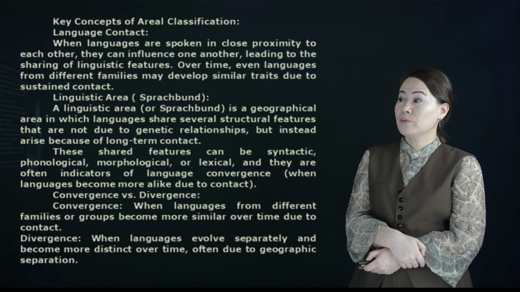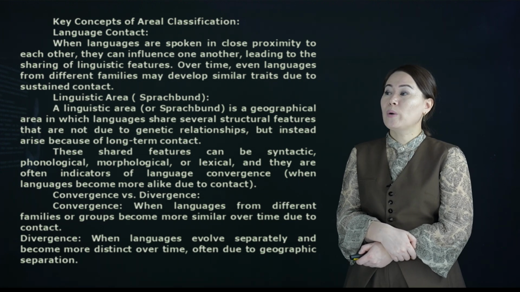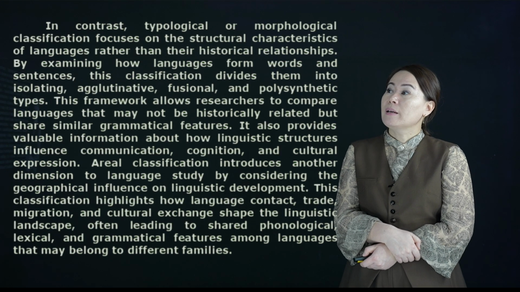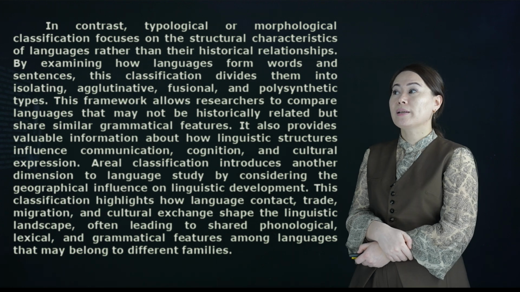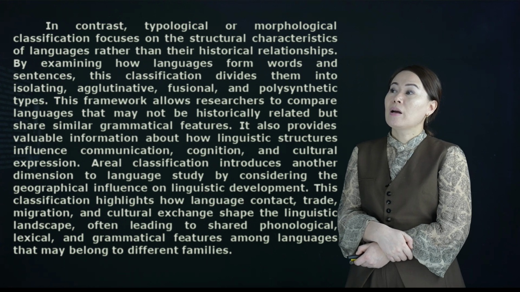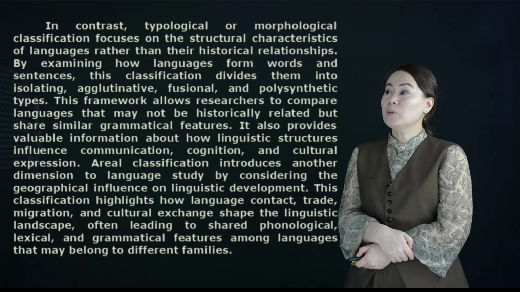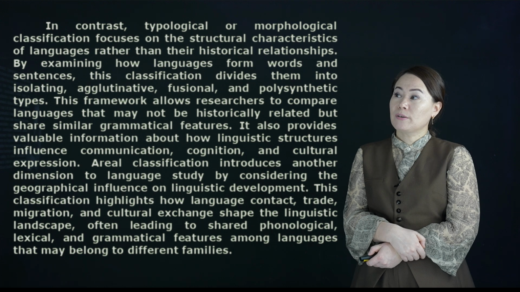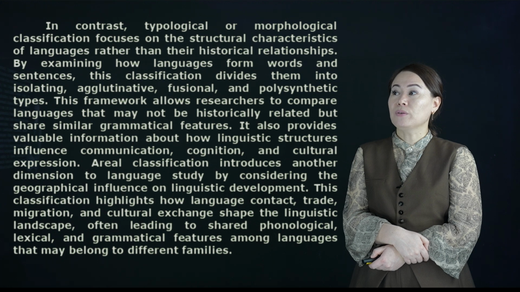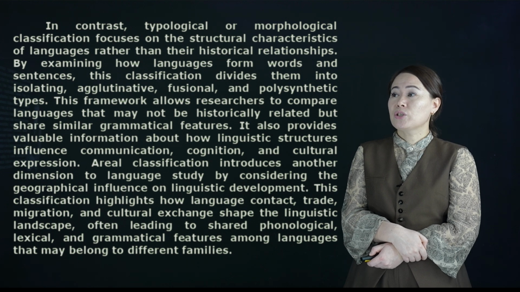Convergence and divergence. Convergence is when languages from different families or groups become more similar over time due to contact, and divergence is when languages evolve separately and become more distinct over time, often due to geographic separation. In contrast, typological or morphological classification focuses on the structural characteristics of languages rather than their historical relationship. By examining how languages form words and sentences, this classification divides them into isolating, agglutinative, fusional, and polysynthetic types. This framework allows researchers to compare languages that may not be historically related but share similar grammatical features. It also provides valuable information about how linguistic structure influences communication, cognition, and cultural expression.